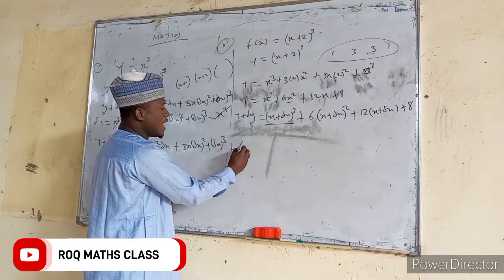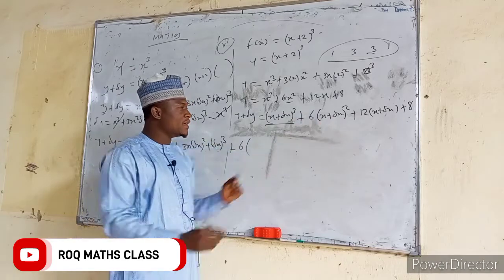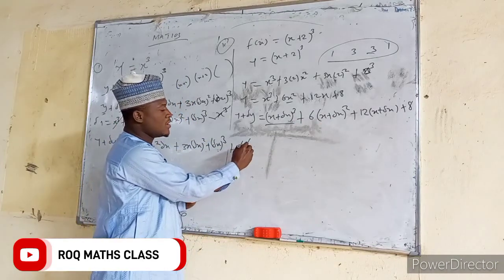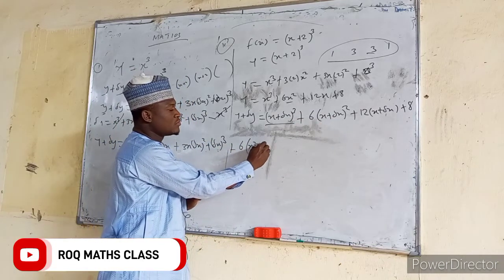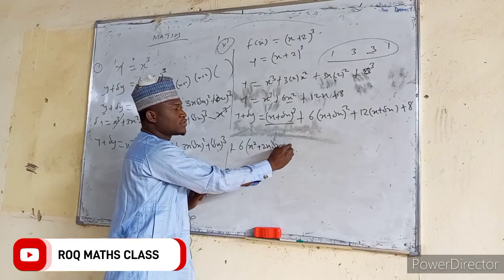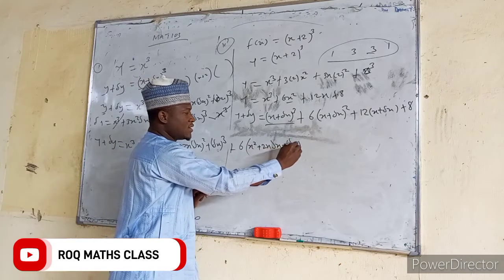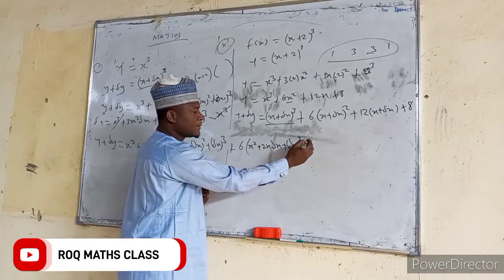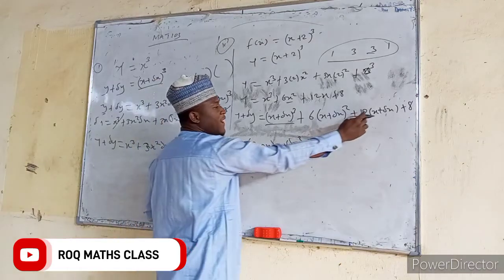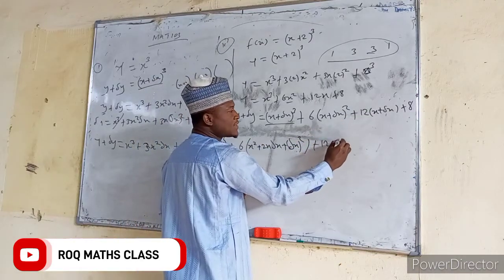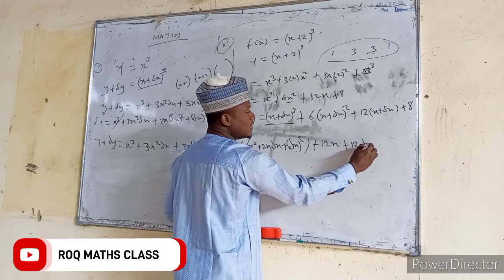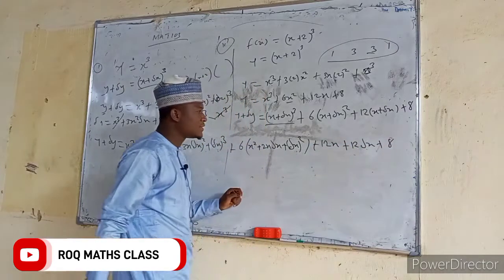Plus this one we have 6. We need to expand this x plus the x squared to have what? X squared plus 2x dx plus what? The x squared. Plus I expand this to have 12x plus 12 dx plus 8.